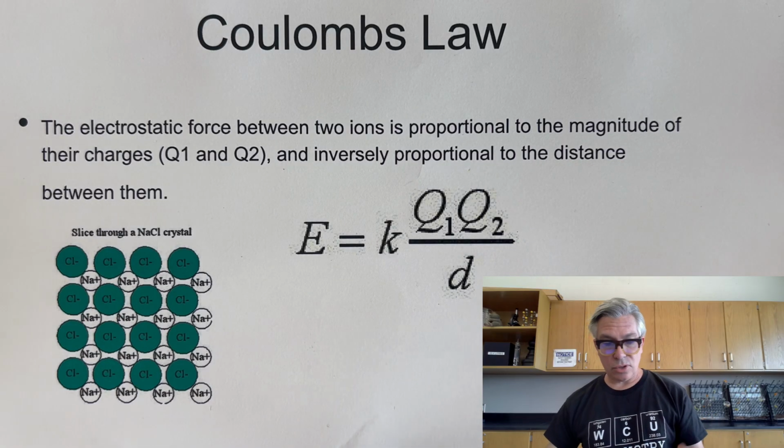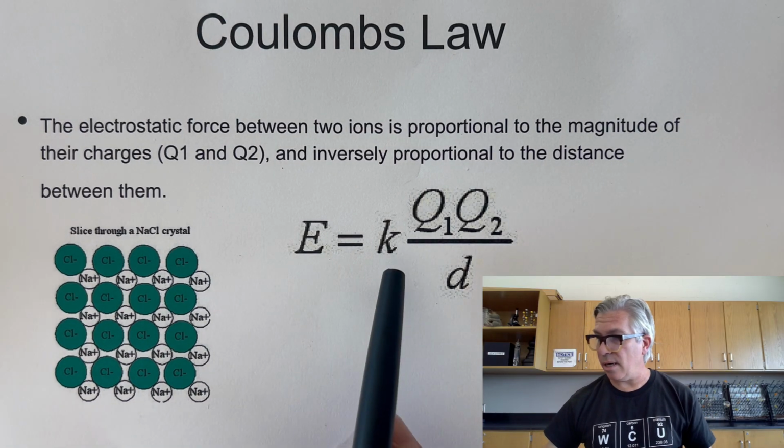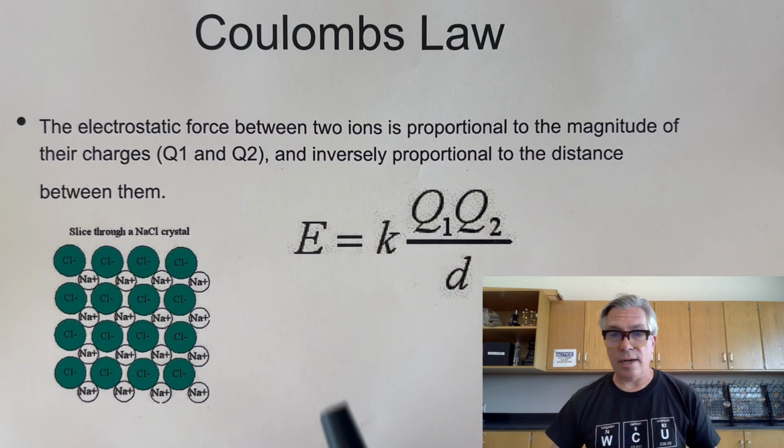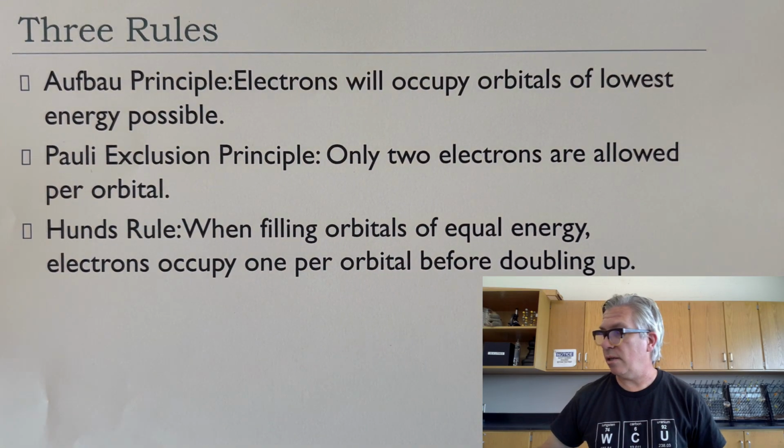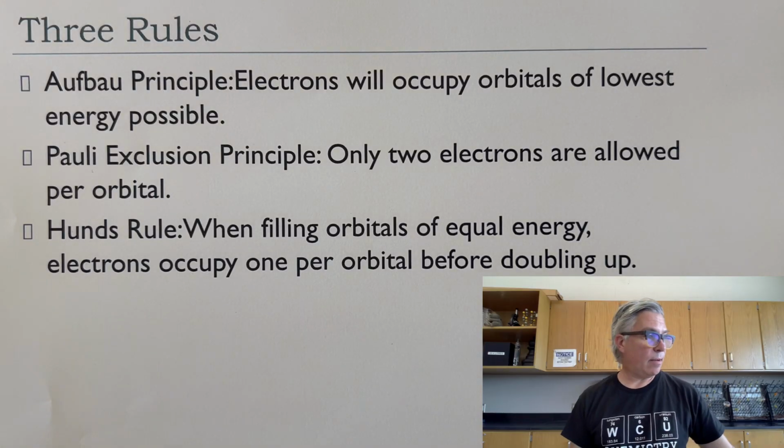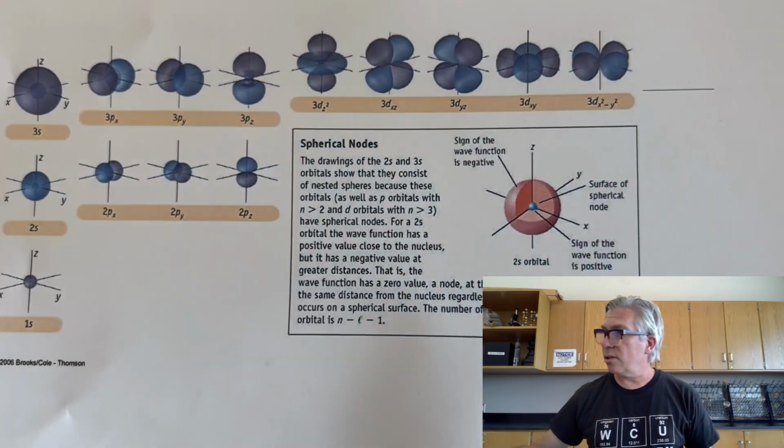So a quick little intro to Coulomb's law. There is a constant in there, which you don't have to memorize, which is kind of nice. But do know the proportionalities: proportional to the charge and inversely proportional to the distance between them. Okay, so great. We have all these orbitals where electrons can go.